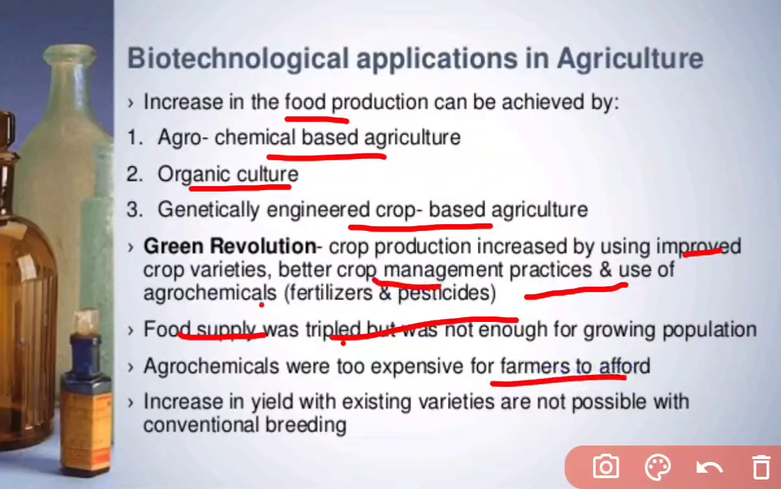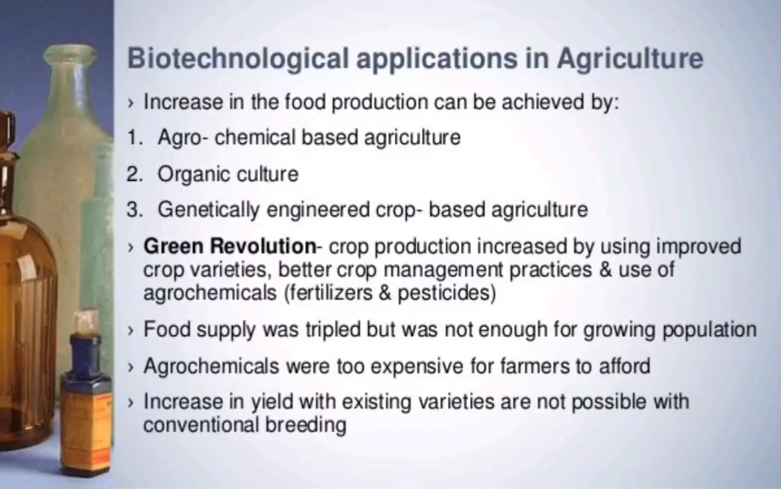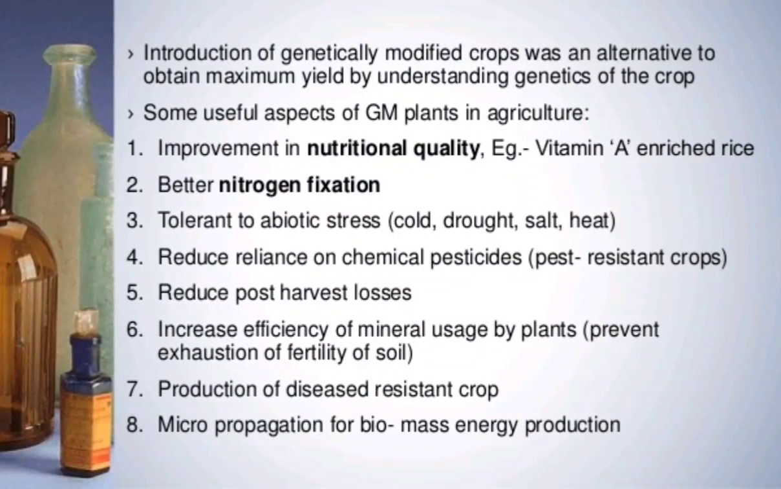Okay, next one we are coming to the introduction. Now what is the solution? Now in all three points, agrochemicals have also been introduced, and agrochemicals are also becoming expensive. With the conventional breeding system, we are not getting the highly yielding crop plants. Crop production and food production have increased, but still they cannot fulfill the demand of the increasing population.